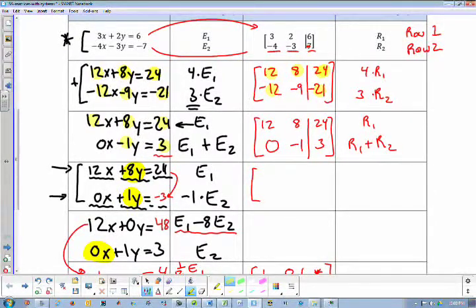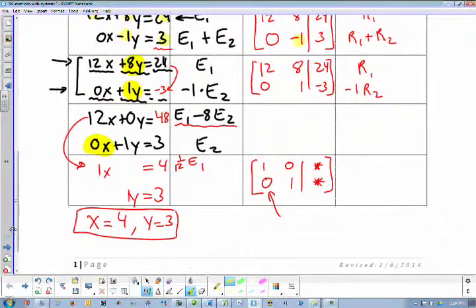Now, we almost have this. We want this to be a positive 1. So let's go ahead and take the second row and multiply it by negative 1. And that's going to give us 0, positive 1, and 3. We won't make the same mistake we did. And we'll just copy row 1 down for now. 12, 8, and 24. Okay? Now, the second row is just fine. We're going to leave it alone because it already has 0, 1. That's what we want.